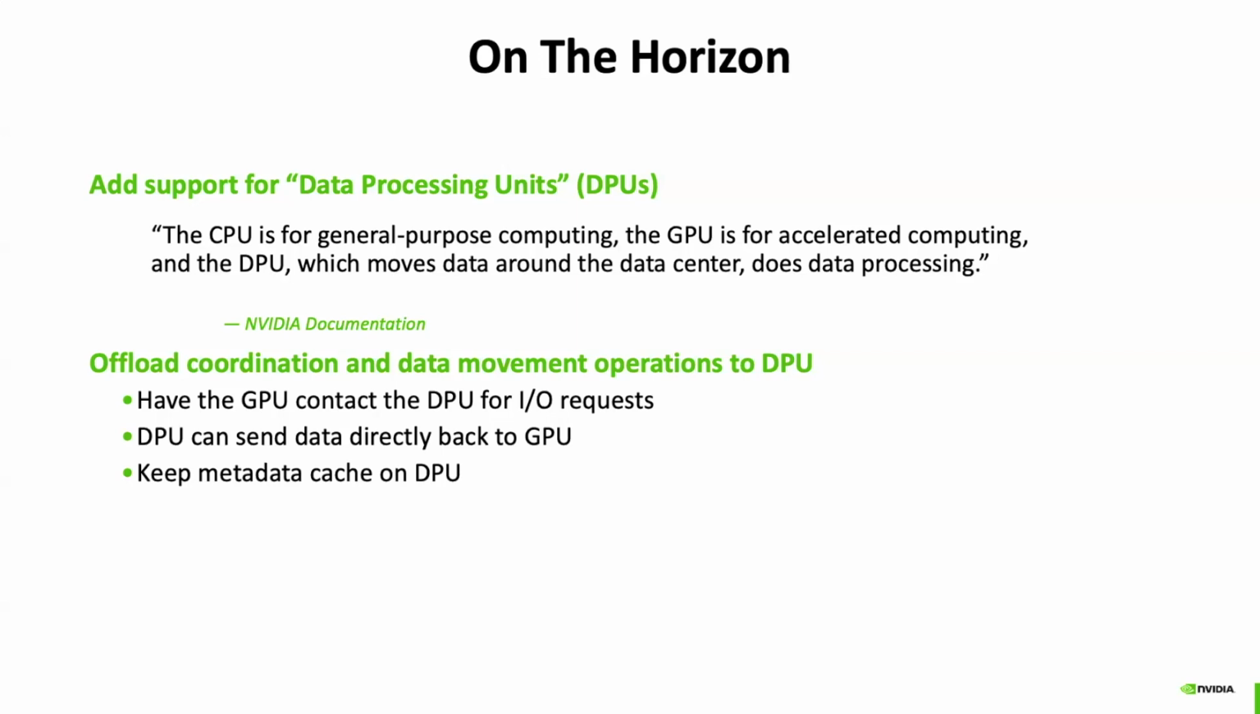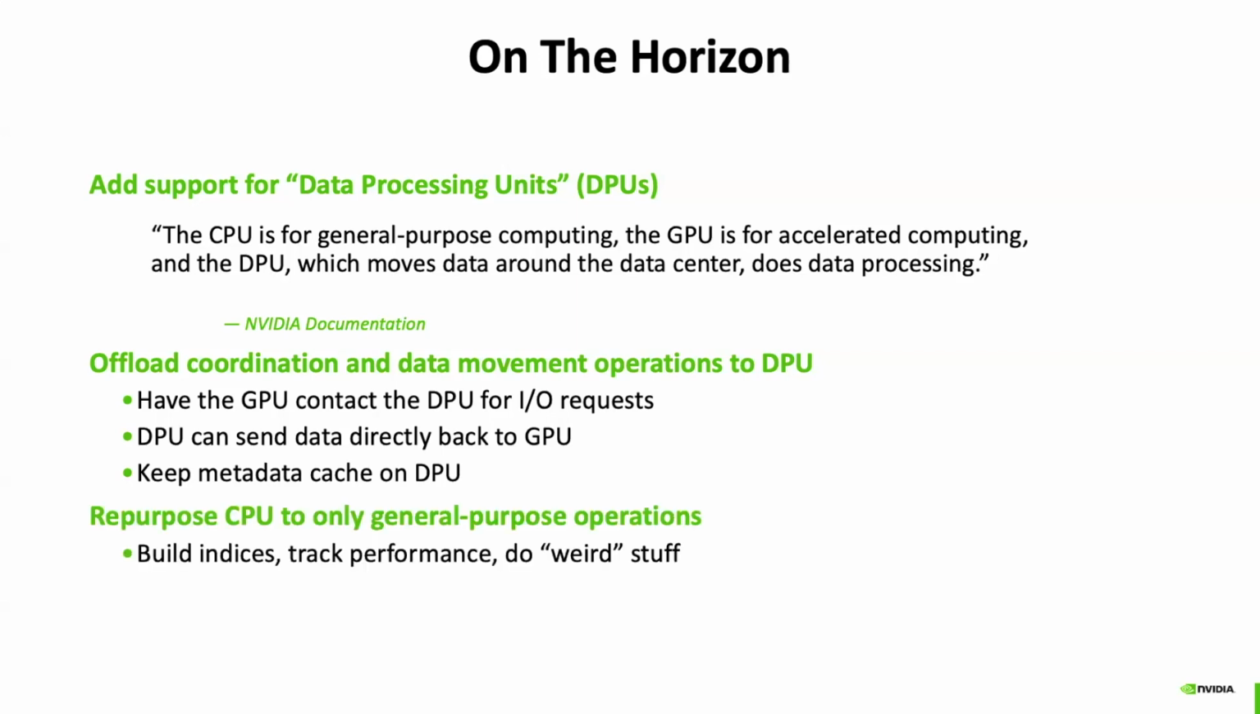CPU, I don't know. That's more than a year away. I don't even think about it. I've got the CPU sitting around now. What am I going to do with the dumb CPU? Maybe I build indices, track performance, do logging, do weird stuff. Give it to somebody. CPU might be redundant eventually in this kind of thing. But it's your PCI switch. Anyway, it's far enough in the future I don't have to think about it.